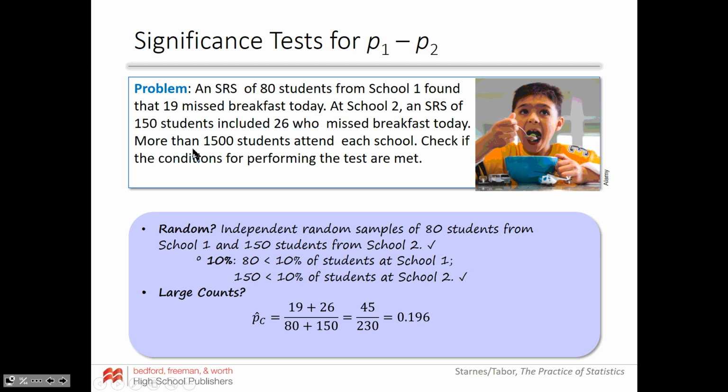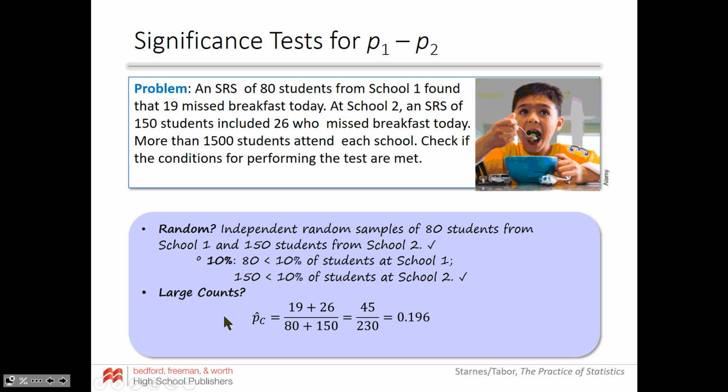They also told us about the population size, that there were more than 1,500 students at each school. There were 80 people in the first sample and 150 in the second sample, and that's less than 10% of 1,500 in both cases. So the 10% condition, we do have to check it, and it is met.